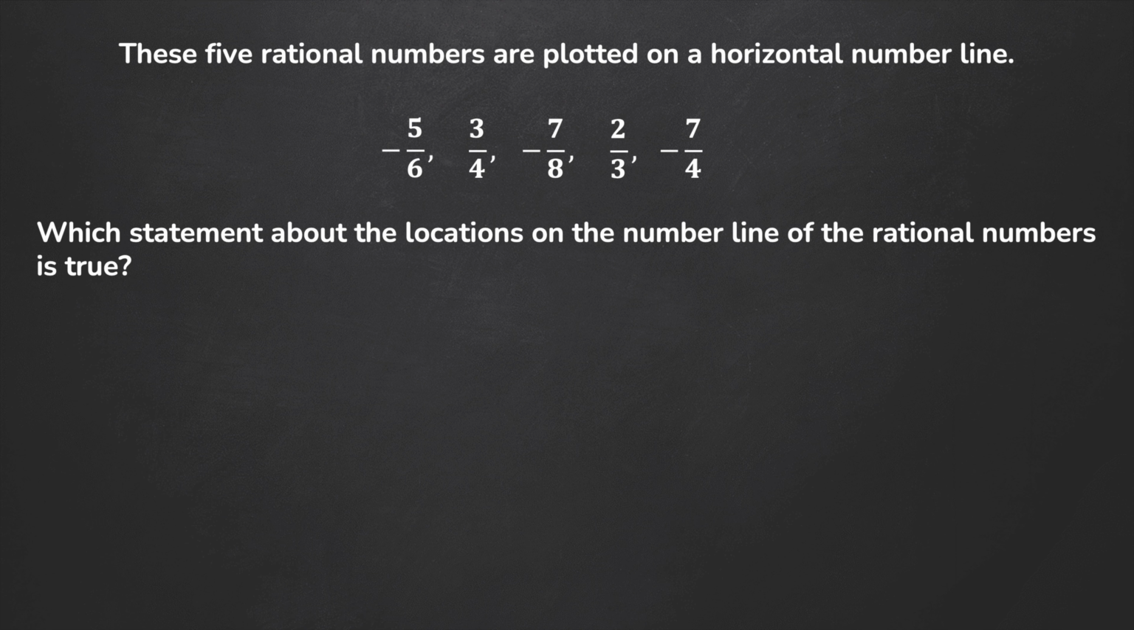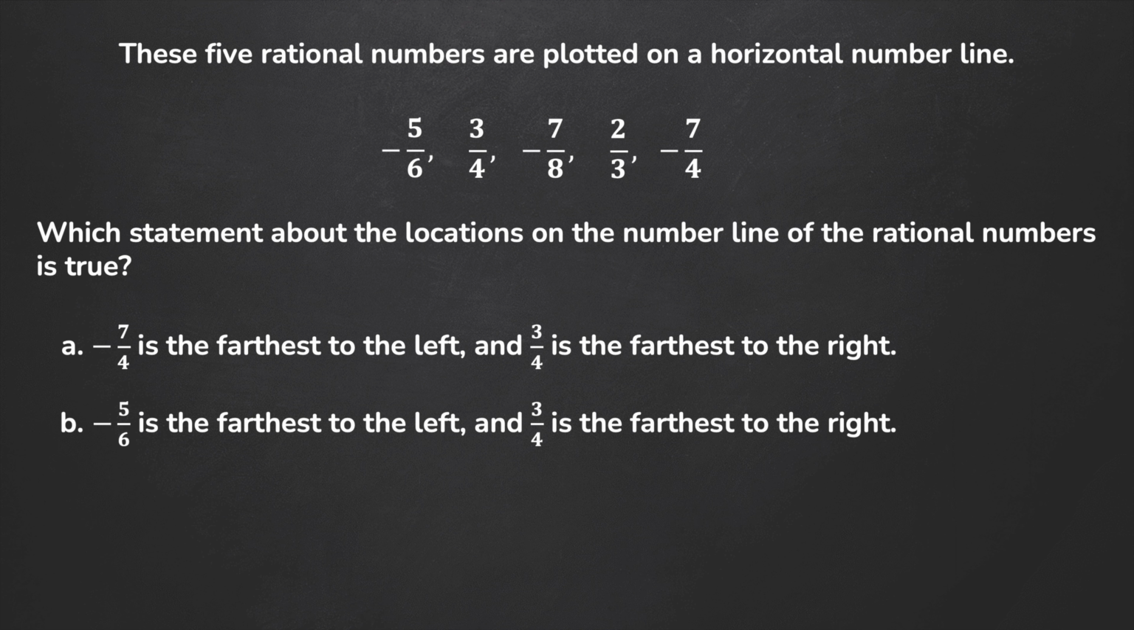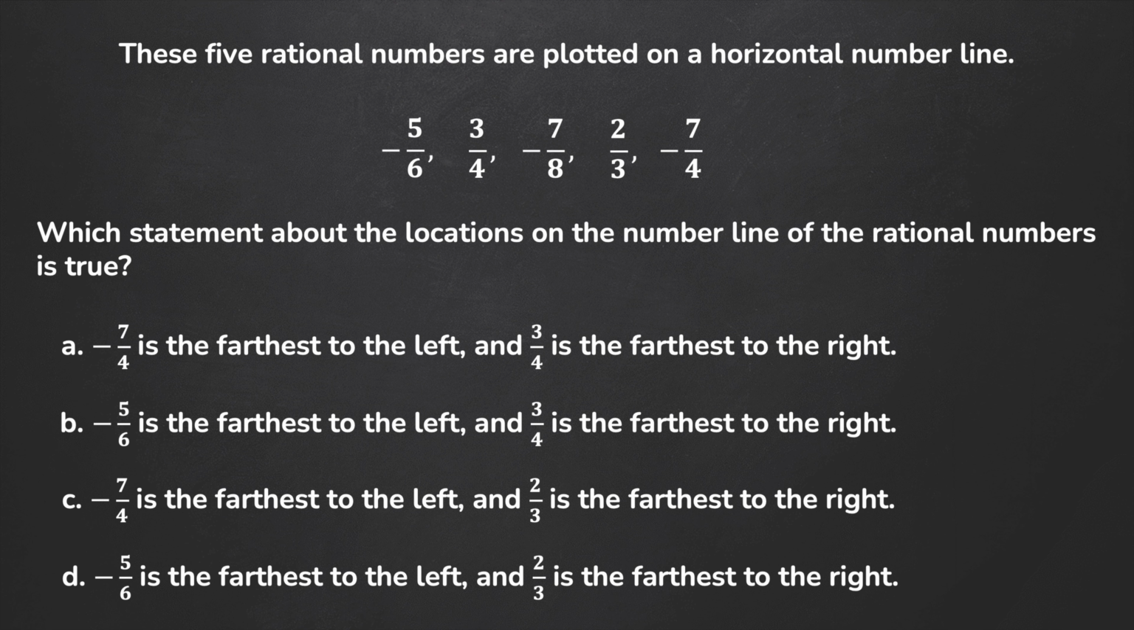Which statement about the locations on the number line of the rational numbers is true? So we have A, -7/4 is the farthest to the left and 3/4 is the farthest to the right. B, -5/6 is the farthest to the left and 3/4 is the farthest to the right. C, -7/4 is the farthest to the left and 2/3 is the farthest to the right. Or D, -5/6 is the farthest to the left and 2/3 is the farthest to the right.